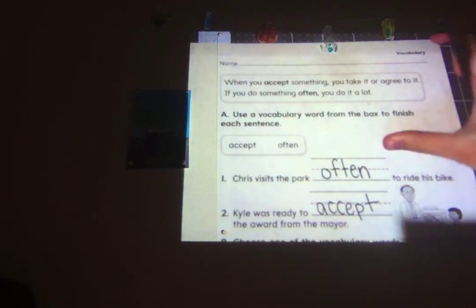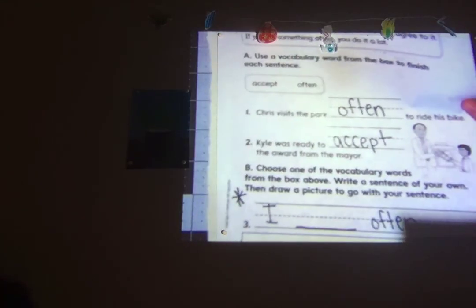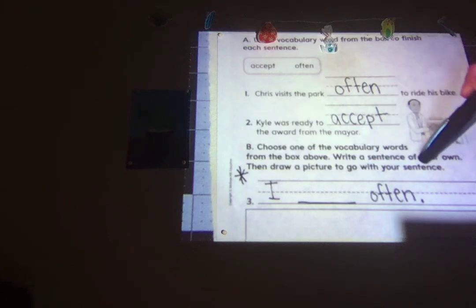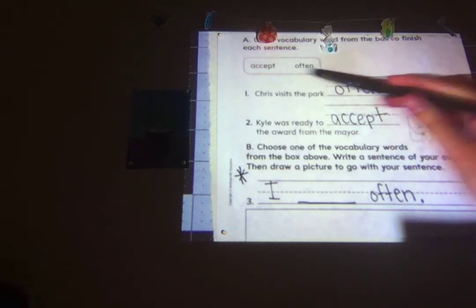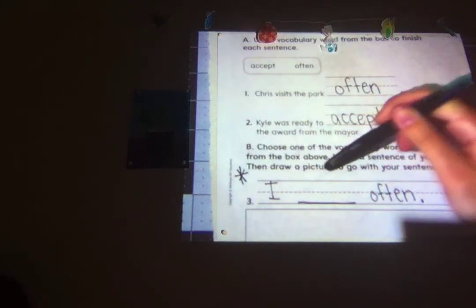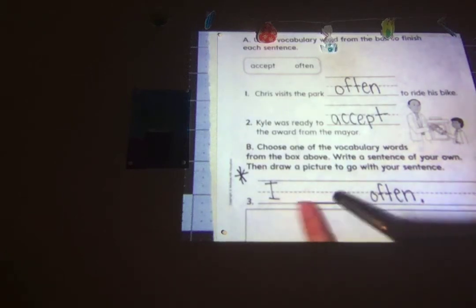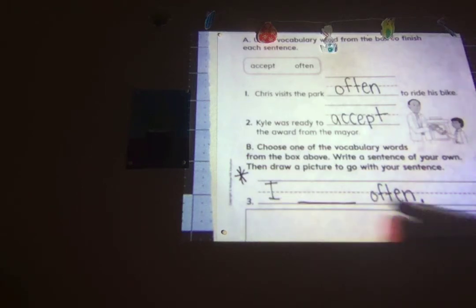Okay, so this last part is going to be your homework for page 285. It says choose one of the vocabulary words from the box above, either accept or often. Write a sentence of your own using often or accept. Then draw a picture to go with your sentence. I decided to help you out a little bit and write I blank often. That's an idea for a sentence. You can say I walk the dog often, or I exercise often, or I draw often. That is using often in a sentence, which is what it asks you to do.